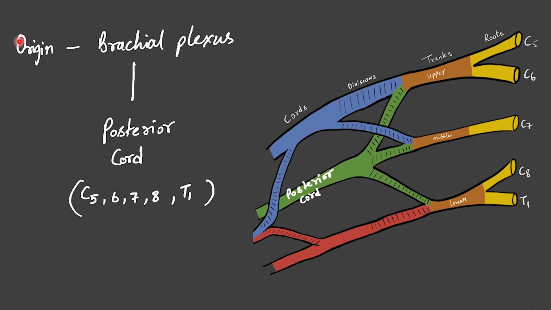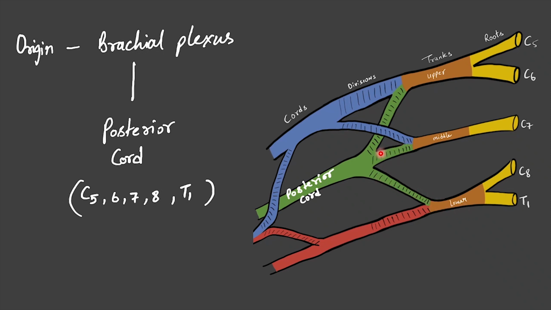Origin of radial nerve from the brachial plexus. The brachial plexus is formed by C5, C6, C7, C8 and T1 nerve roots from the spinal cord. C5 and C6 combine to form the upper trunk. C7 continues as the middle trunk. C8 and T1 combine to form the lower trunk of the brachial plexus.